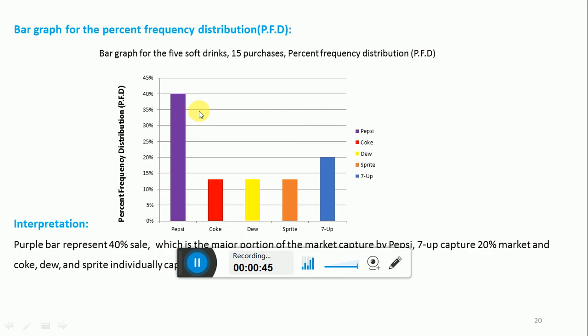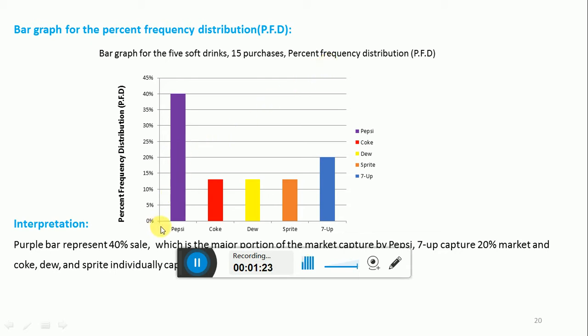In this section we are still graphing the bar chart, or the bar graph, but for the percent frequency distribution. It means this graph will tell us the amount of sale of each class, each soft drink, in percentages. Bar graph for the 5 soft drinks, 15 purchases, percent frequency distribution. We have the same frequency distribution data table, but only the category changes. This bar graph will analyze and summarize the percent frequency distribution.